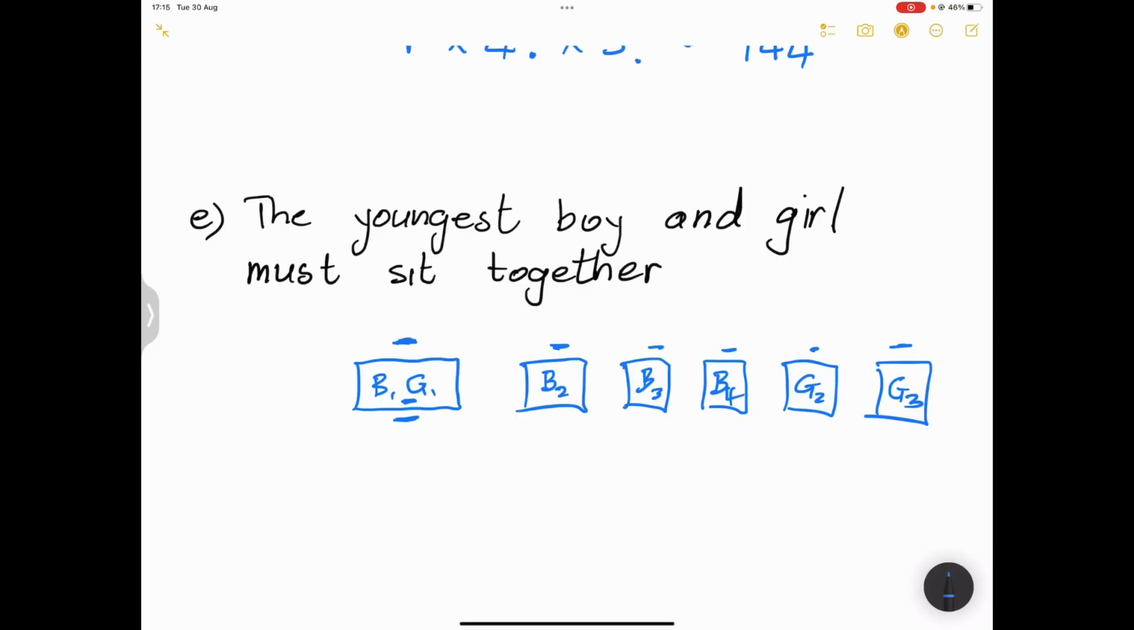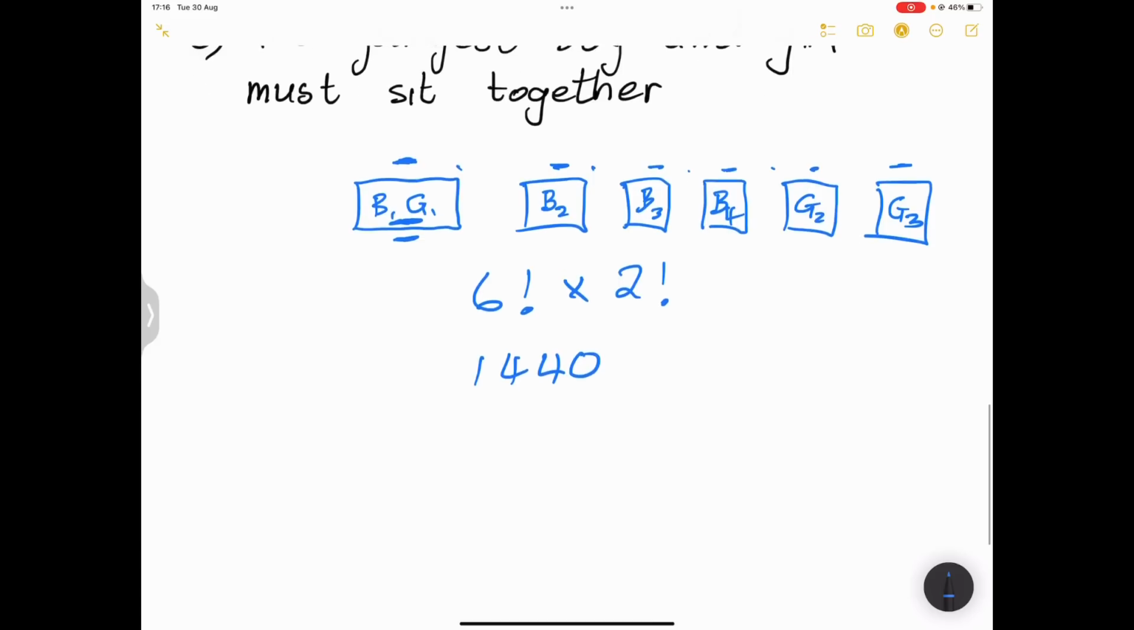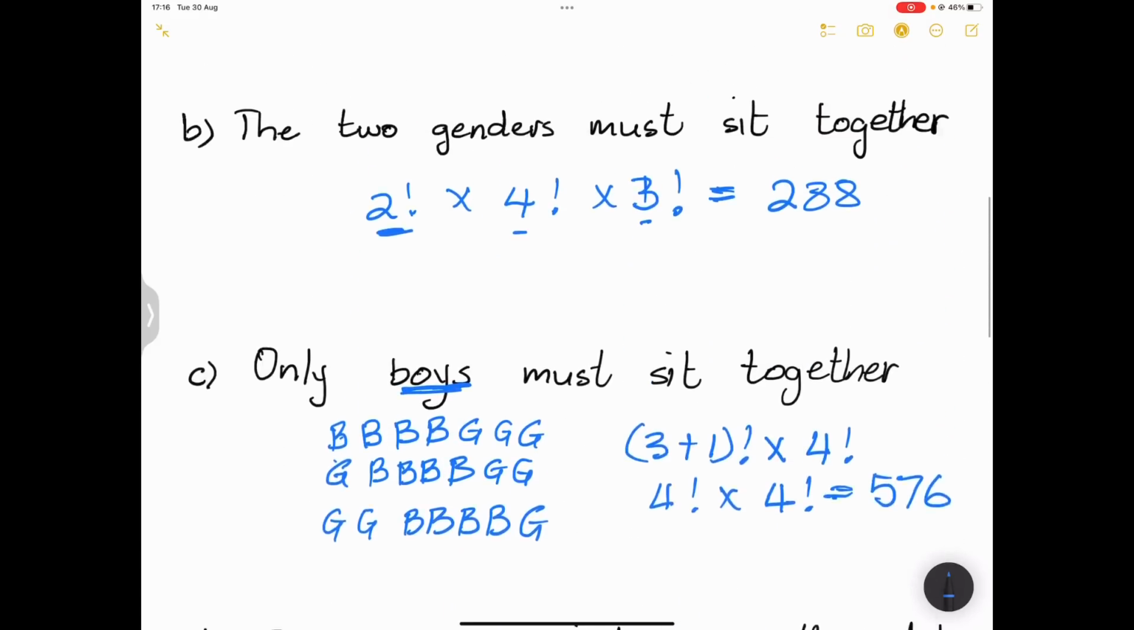So it goes without saying that in this case, what we're simply going to have is 6 factorial, because obviously we're going to seat these separately, multiplied by, in this case, the ones that are inside here, that's going to be 2 factorial. Okay, so if I say 6 factorial multiplied by 2 factorial, that would give me 1440. Okay, so that is how I would answer those kind of questions.